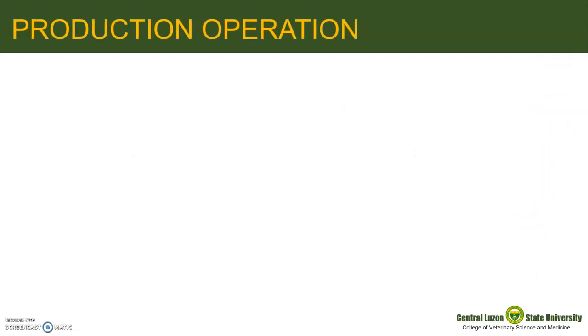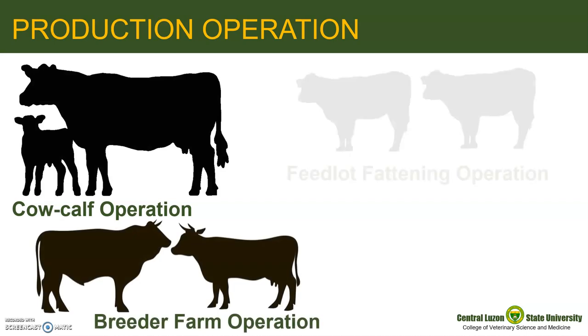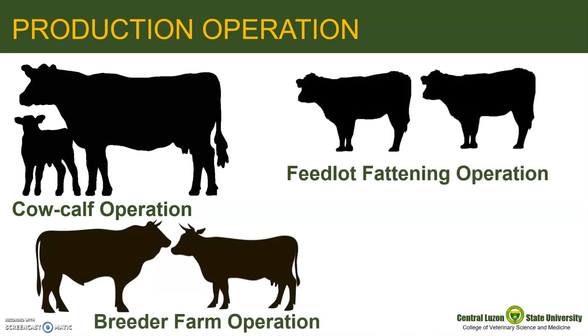As mentioned, the operation of a typical large ruminant farm will depend on the product that the farm would like to produce. In beef cattle, the production of beef is the most common objective, but options are available. A farm can venture into cow-calf operation, into a breeder farm operation, or into a feeding fattening operation.